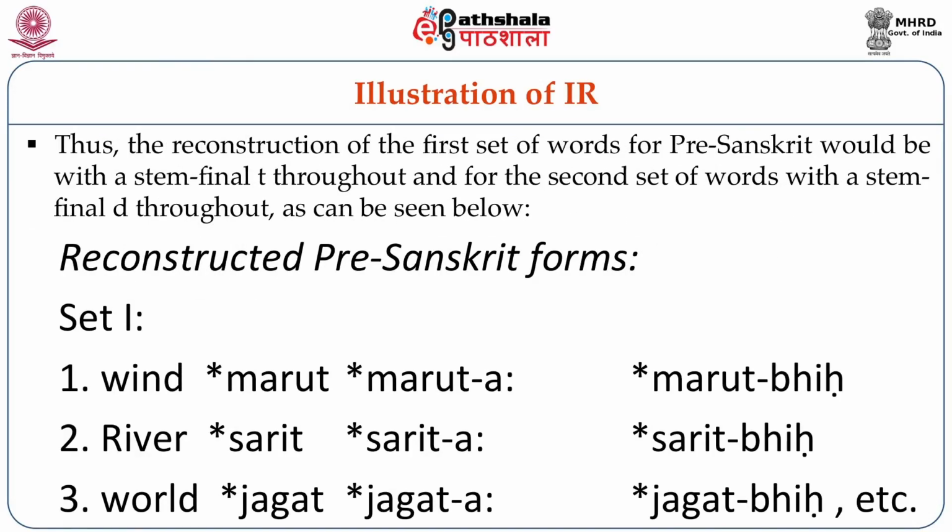Thus, the reconstruction of the first set of words for pre-Sanskrit would be with a stem final t throughout, and for the second set of words with a stem final d throughout, as can be seen below. The reconstructed pre-Sanskrit forms are given.